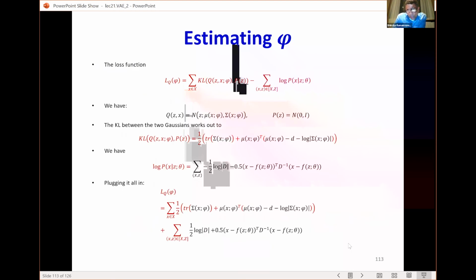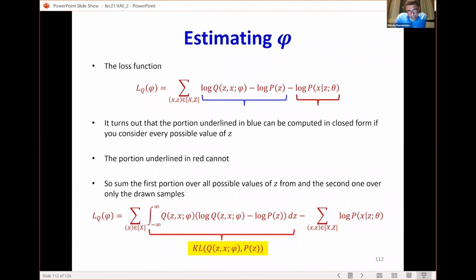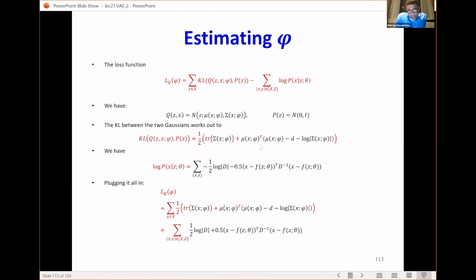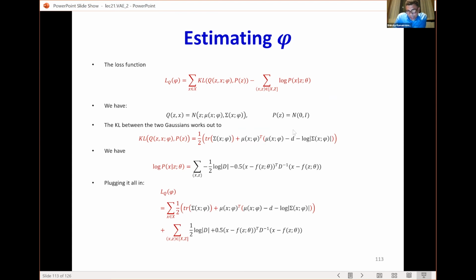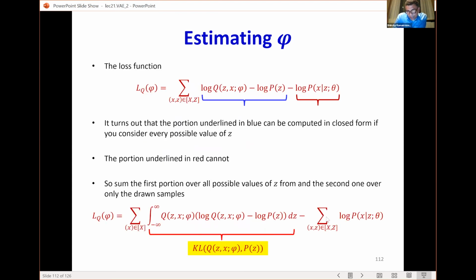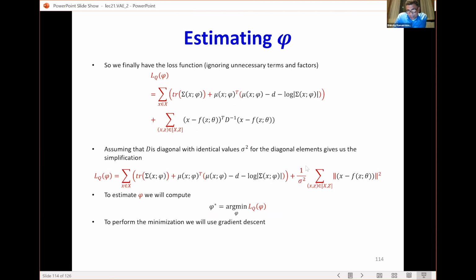And so for this KL divergence, I've just written out the formula for the KL divergence between the Gaussian Q and the prior P. And the second term, which was this guy here, is just going to be this term here. And so the overall loss that you get when you're trying to minimize with respect to phi is going to be this equation here. I'm not going to spend time on the equations. You can go through those on the slides at your leisure.